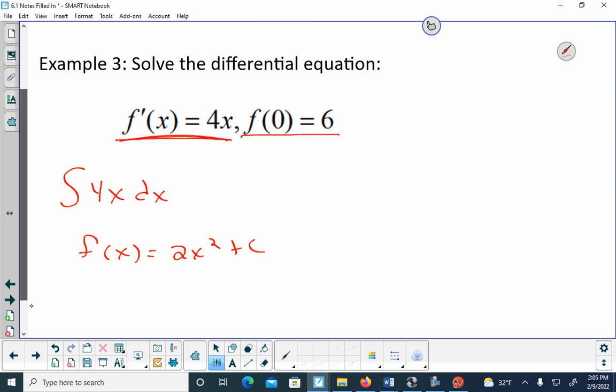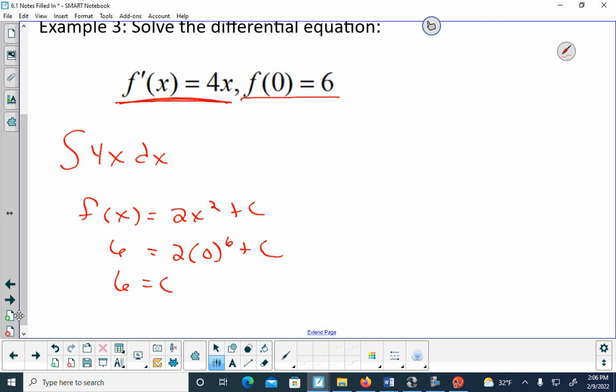So where am I going to put the 0? Where am I going to put the 6? 0's for the x, so this will be 2 times 0 squared. And then this 6 goes on the left. And now I can find c, so 6 ends up being my constant. Which means I can rewrite my equation as f of x is equal to 2x squared plus 6, because now I can find that c. I just need 1 point to find that constant. That was not hard, was it?